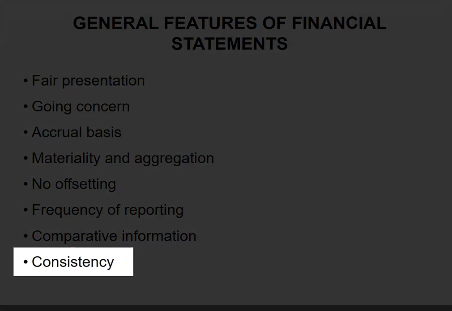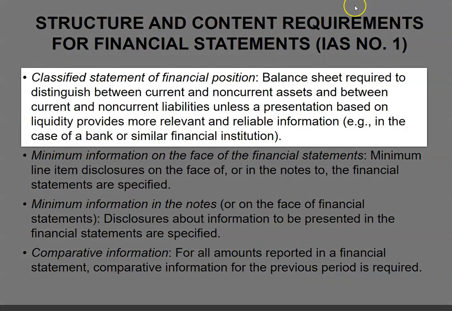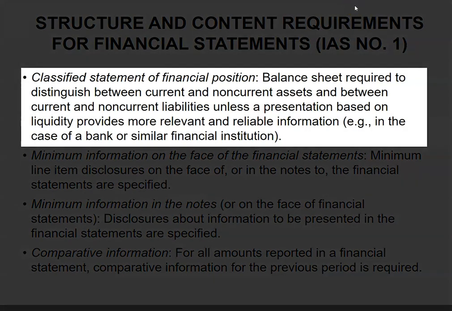The presentation and classification of different items in the financial statements is usually retained from one accounting period to the other. The structure and content of financial statements is specified in International Accounting Standard number 1, that is IAS number 1. This standard requires that the reporting entity reports the balance sheet to distinguish between current and non-current assets and between current and non-current liabilities.